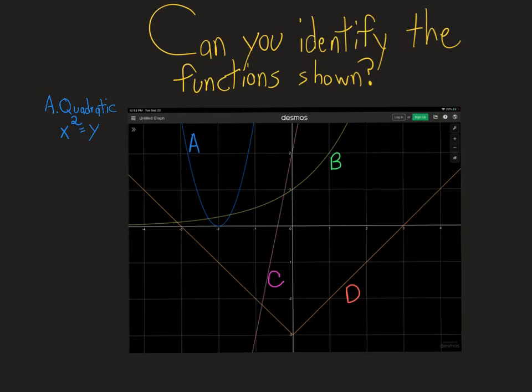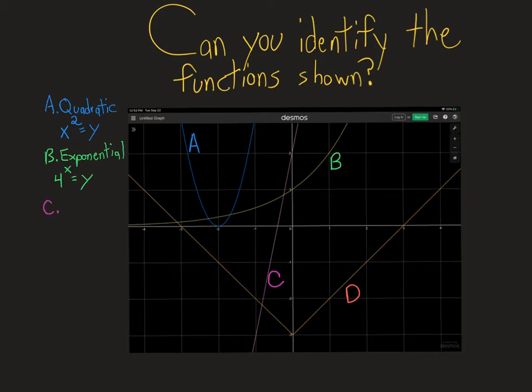All right, B. You guys remember what B is? That was exponential. And the way you get an exponential curve like that is when you have some number, it can be any whole number, and it's taken to the x power. And that's how you get an exponential curved function. That's that family.